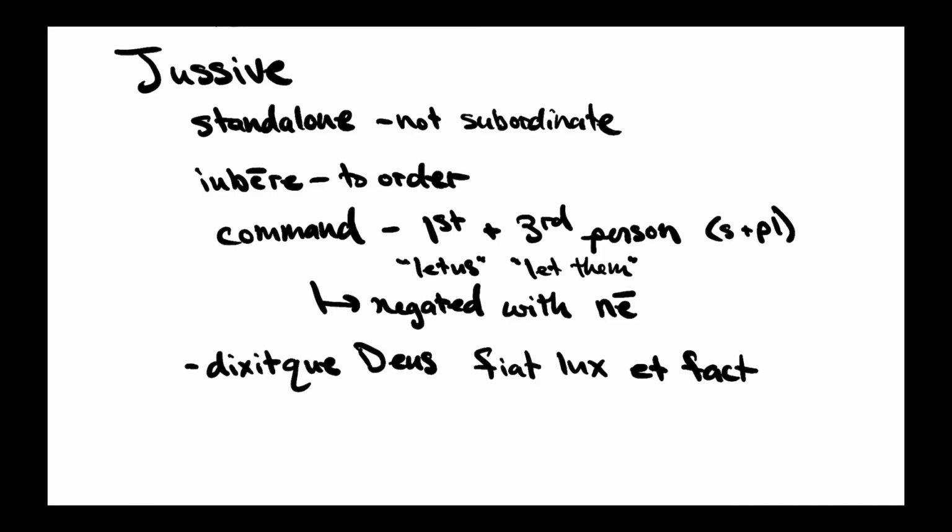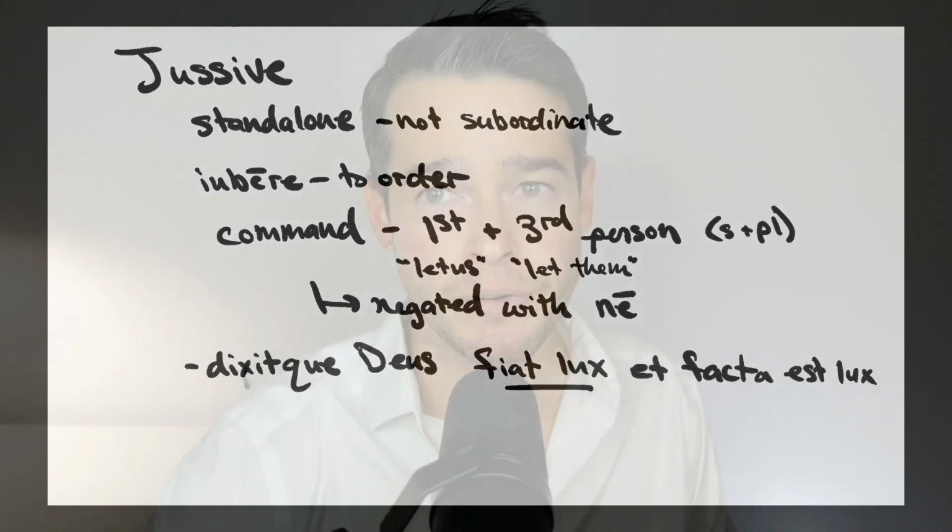This has nothing to do with it, but et facta est lux. And there was light, or the light happened. Okay. But that fiat lux, let there be light, it's a command for the light, but not addressing the light directly in the second person. So that's the jussive, and that's all we've got for these chapters.